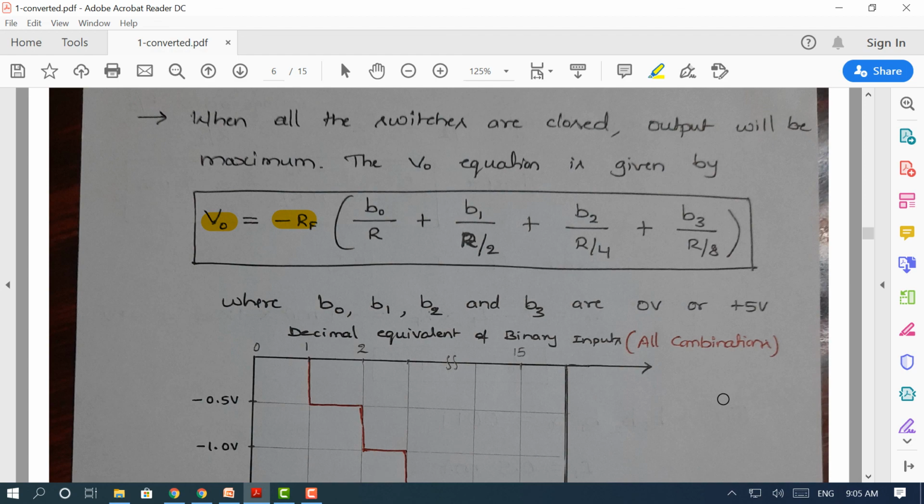This equation is very important, because for any combination of B0, B1, B2, B3 we can calculate the output voltage. The output voltage is also proportional to the feedback resistor. If you change the feedback resistor, the corresponding output voltage changes.